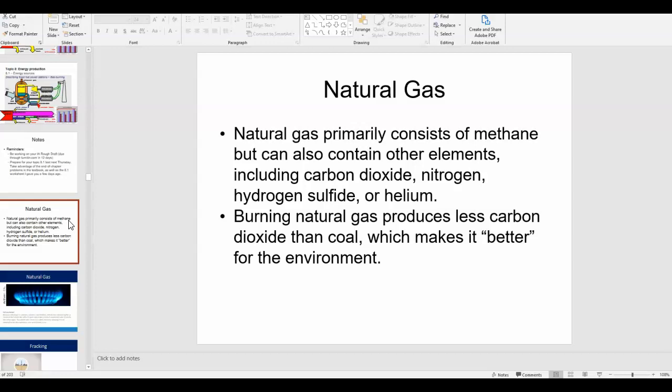which makes it quote unquote better for the environment. Okay, which is true, it is better for the environment in the sense that it produces less greenhouse gases. And so if we want to keep using fossil fuels, but we want to try to be more environmentally friendly, then one thing we would try to do is transition from coal to natural gas, which we've been doing over the past couple of years, which is good.